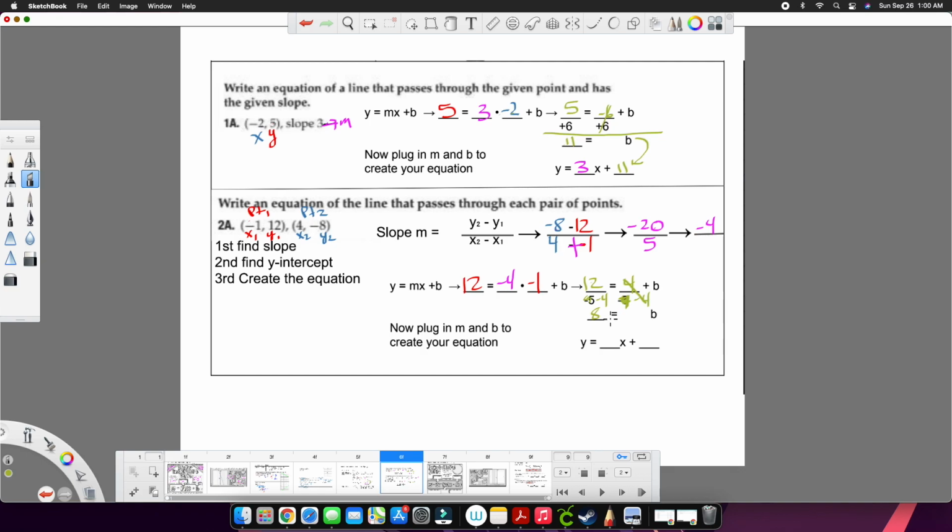So b equals 8. So now I can plug it in. That's my plus b. That's my y-intercept. But in order to finish the equation, I have to have my slope in there. So this is the answer.